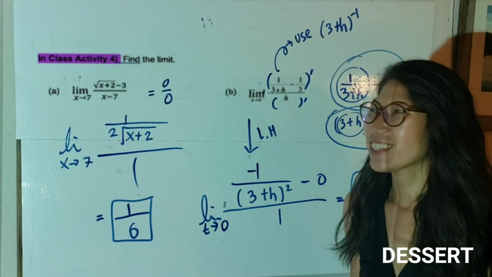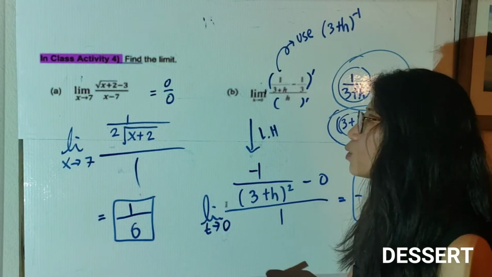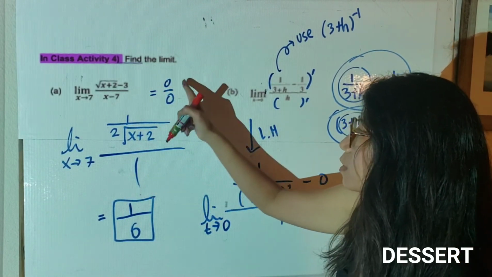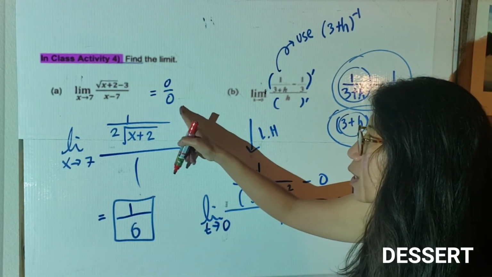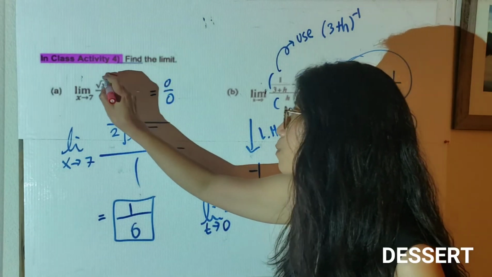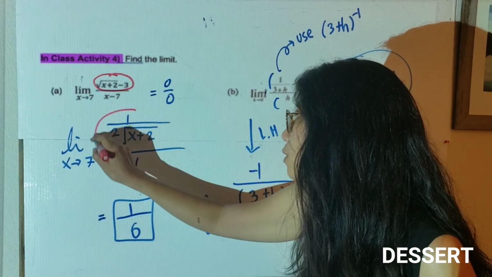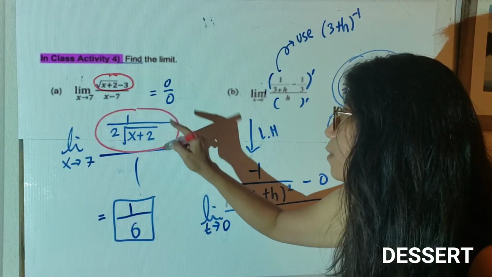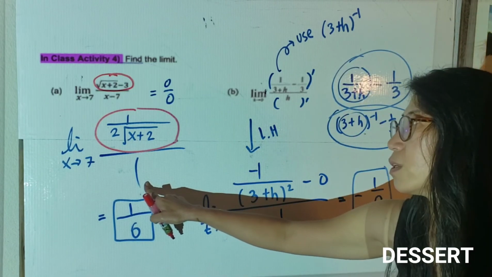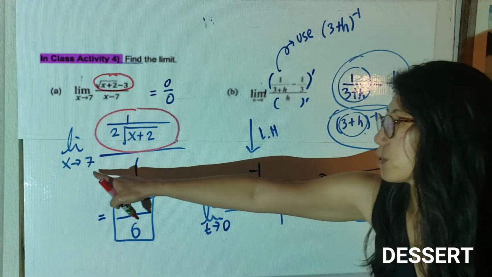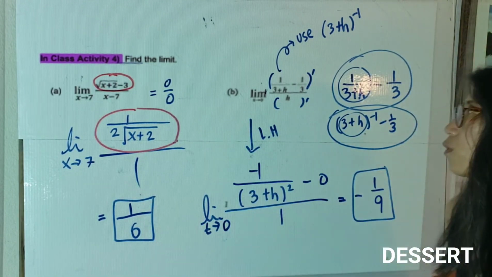Okay, in-class activities, and this is it for the last one. When you look at this, I plug in, and it turns out to be 0 over 0. So I used L'Hopital's rule. Watch my derivative carefully. This derivative is this one, and then the bottom derivative is 1. Compare that, and after that I plug in 7, and I got 1 over 6.